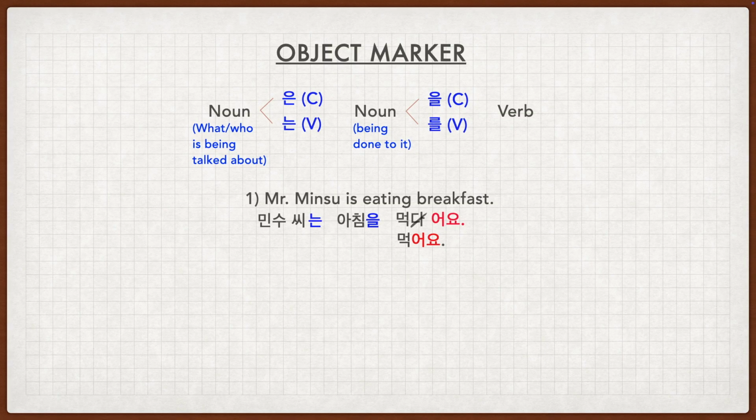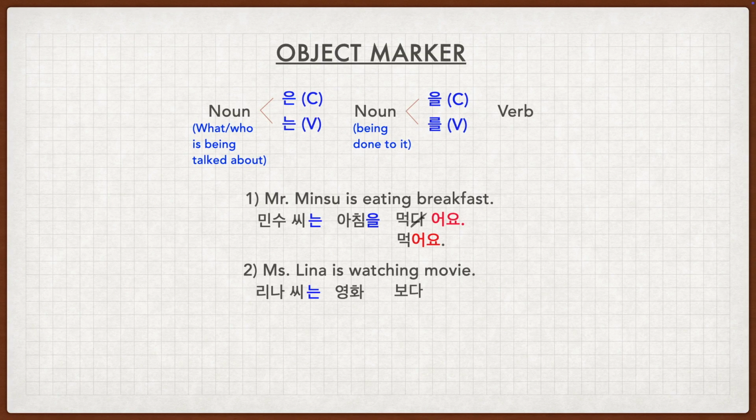Let's practice number 2. Miss Lina is watching a movie. Also, when we address a person's name, Lina 씨, to indicate Lina 씨 who is being talked about, we have to attach 는. Lina 씨는. Movie, we can say 영화. To watch or to see, dictionary form, 보다.